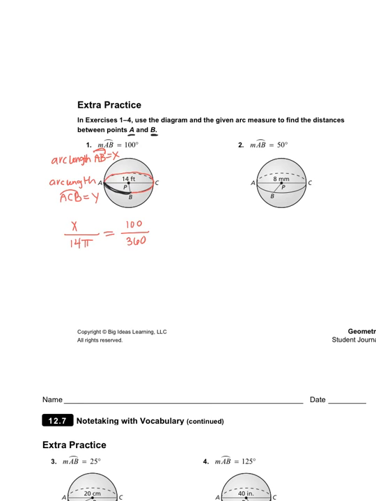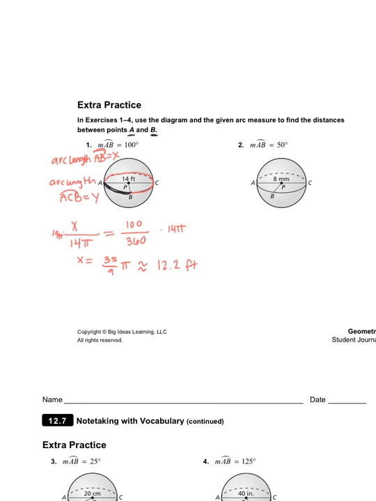Okay, I'm going to go ahead and simplify that. I'm going to multiply both sides by 14 pi. So then I end up with x is equal to 35 over 9 pi, which is approximately 12.2, right? So that's 12.2 feet. All right, so I just found the minor arc.